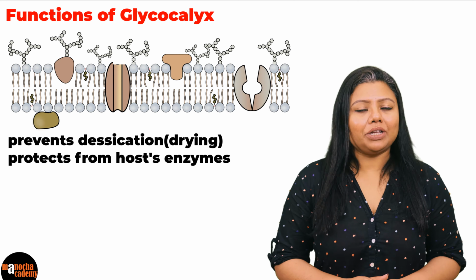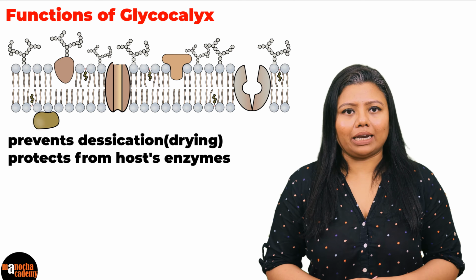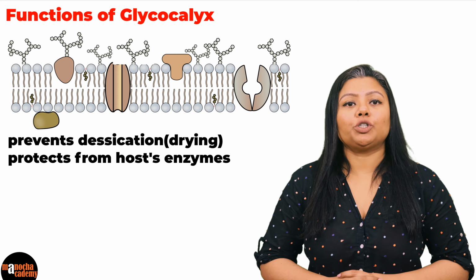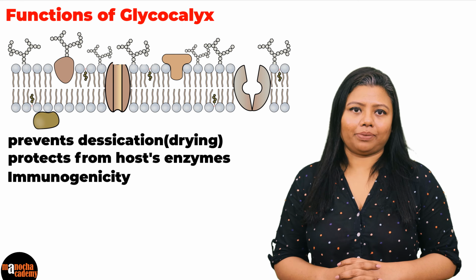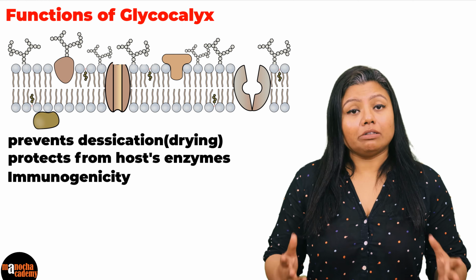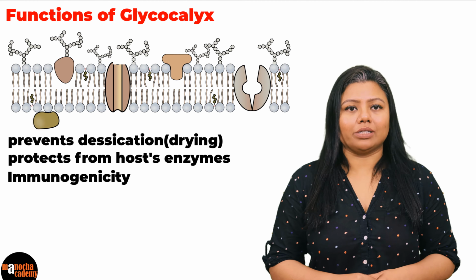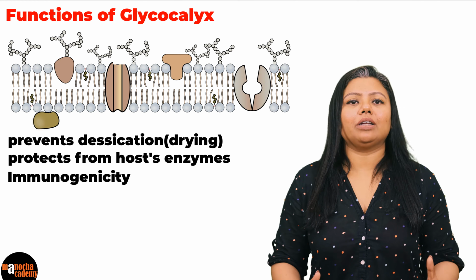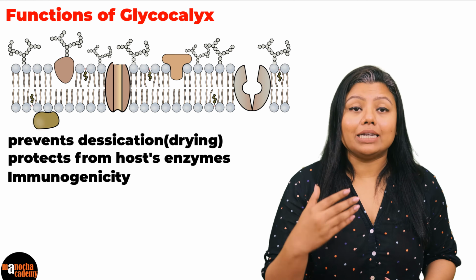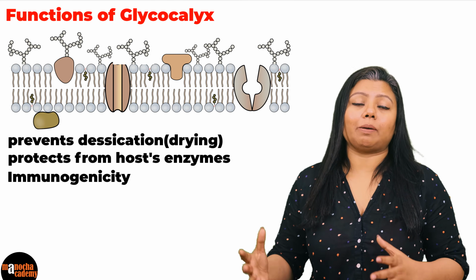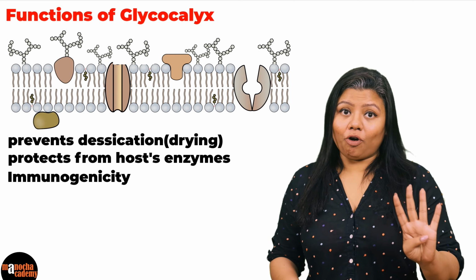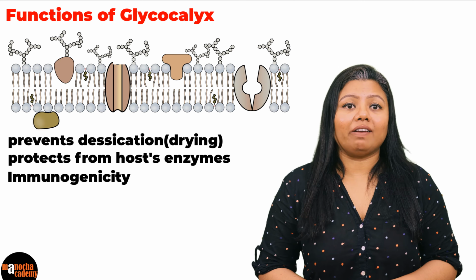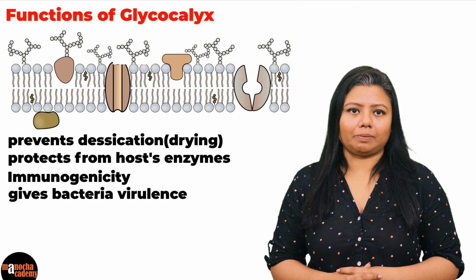Third, the bacterial cell, with the help of its glycocalyx, is capable of showing immunogenicity. What is the meaning of that? It means that our immune system reacts to the bacterial capsule, that is to the bacterial glycocalyx, and identifies it as a foreign substance. So fourth point is, it also gives bacteria its virulence.